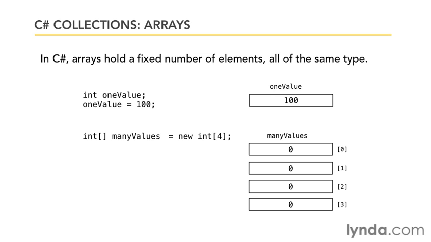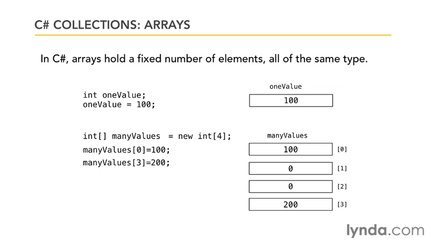So if I wanted to reference one of the elements in the array, I would simply use many values, and then inside the square brackets, the index number of the one I want to change. So if I wanted to change the first element in the array to a value of 100, I would say many values sub 0 equals 100. And lo and behold, the value changes. If I wanted to change the last one, I would do many values and then 3 in the square brackets, and that works.